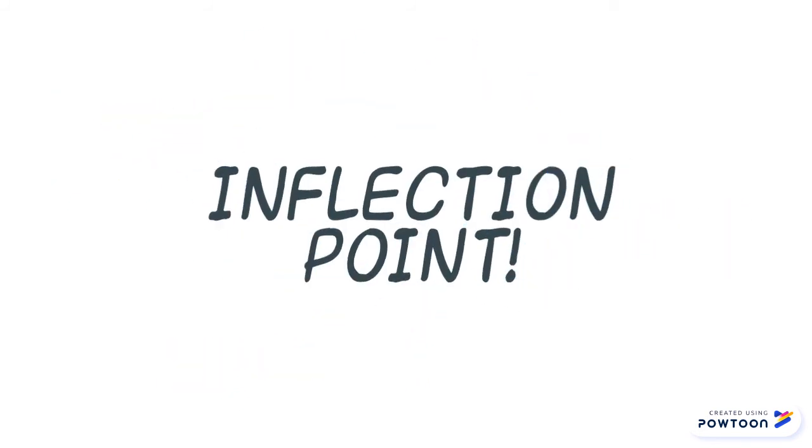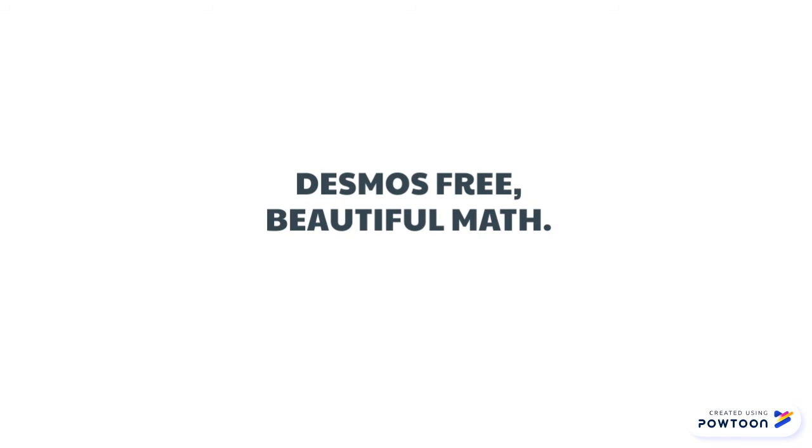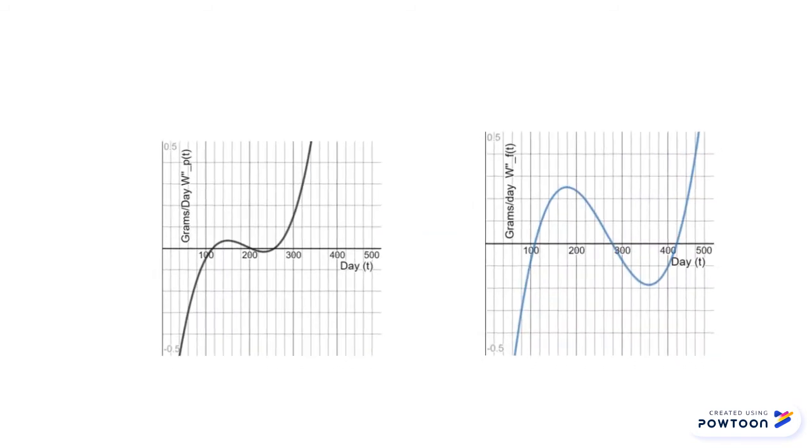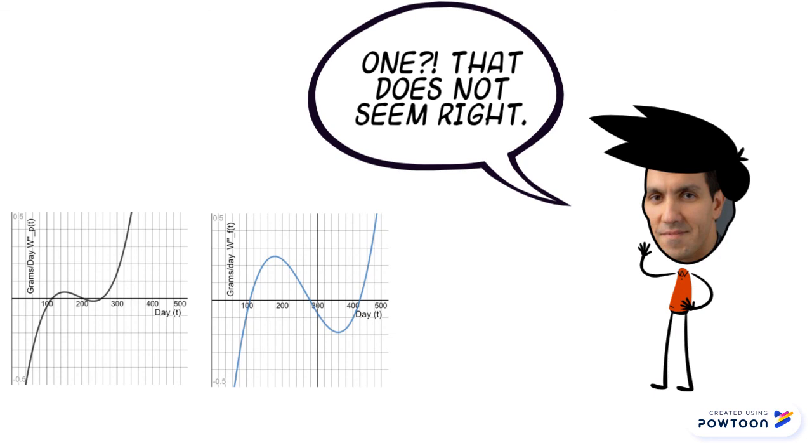Since the equations we started with were the first derivatives of some mystery equation, we manually calculated the second derivative of each equation and set them equal to 0. We used our pals Desmos' free beautiful math to graph the beautiful graphs you see before you. The graphs gave us the inflection points at 115, 0 for the... scratch that.